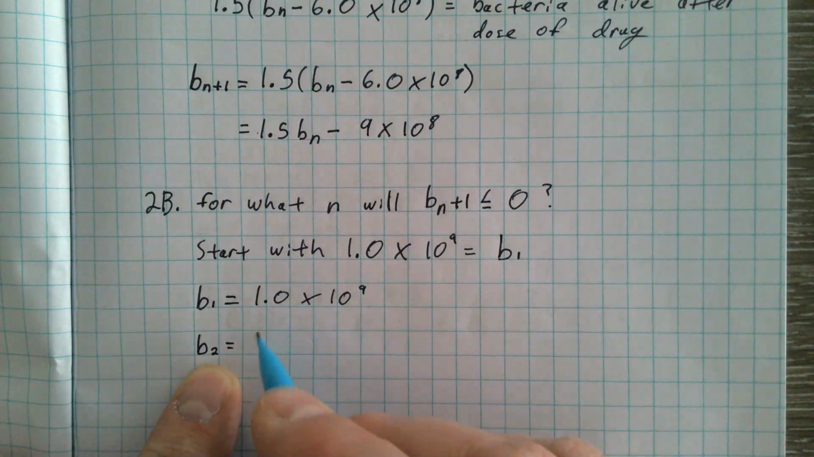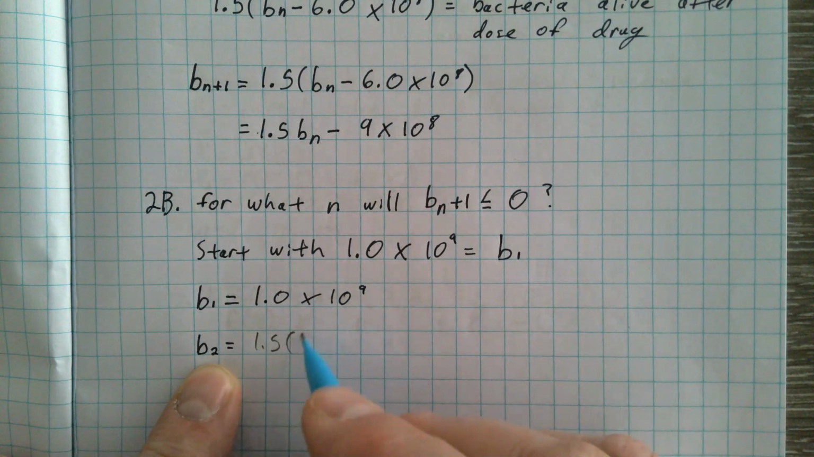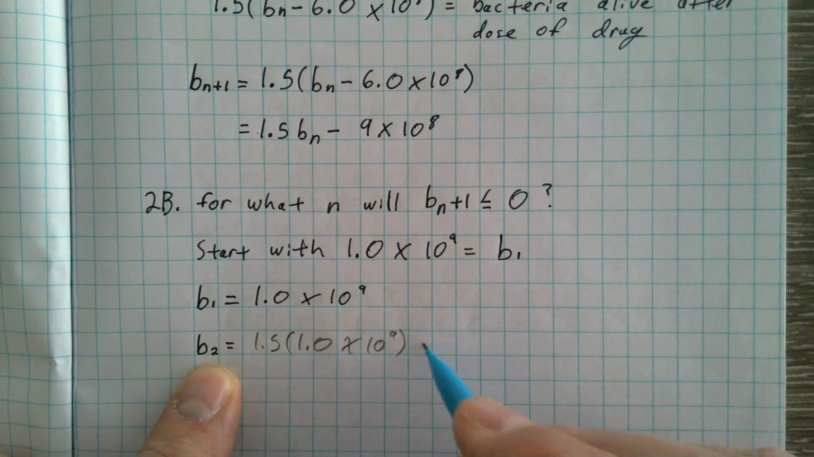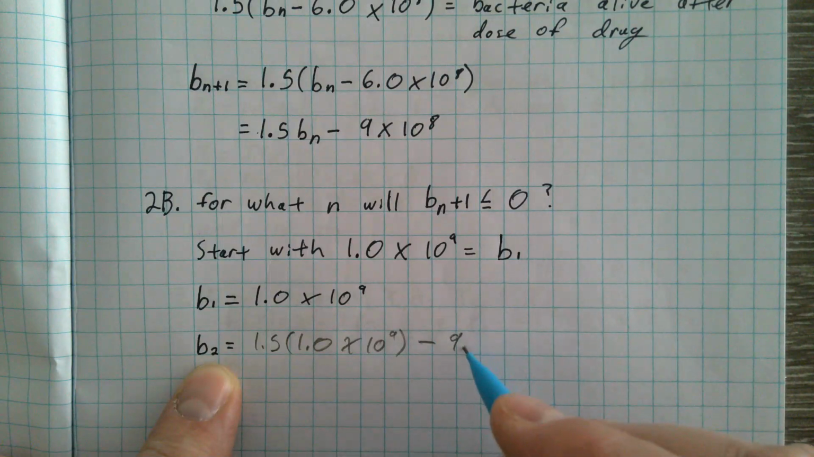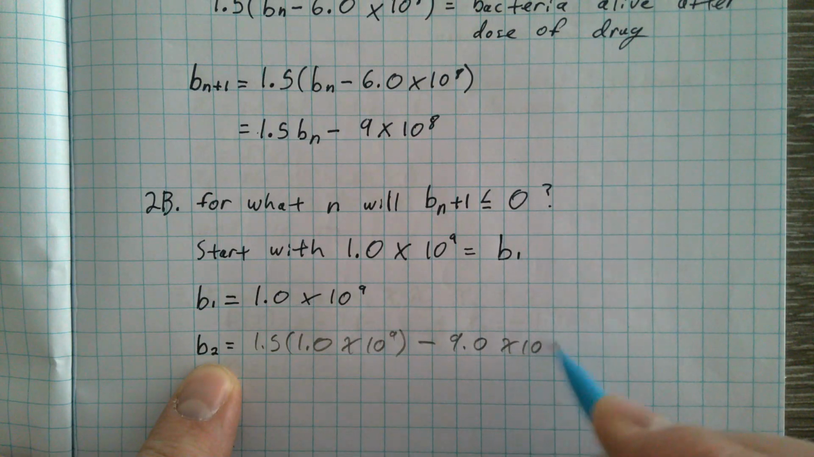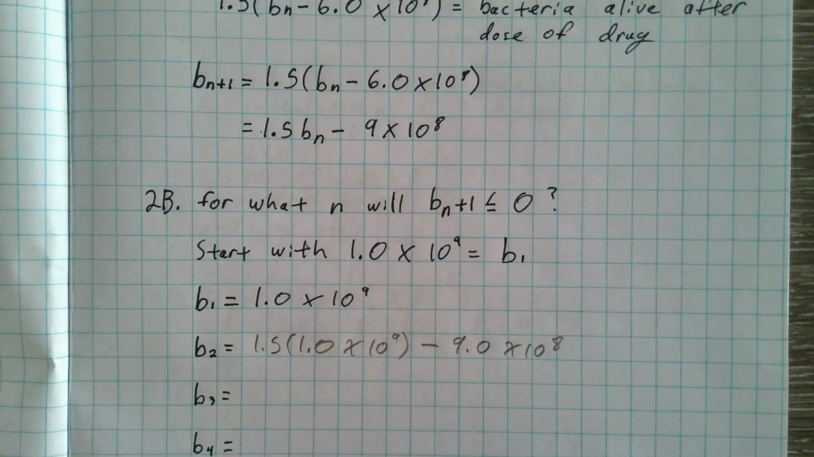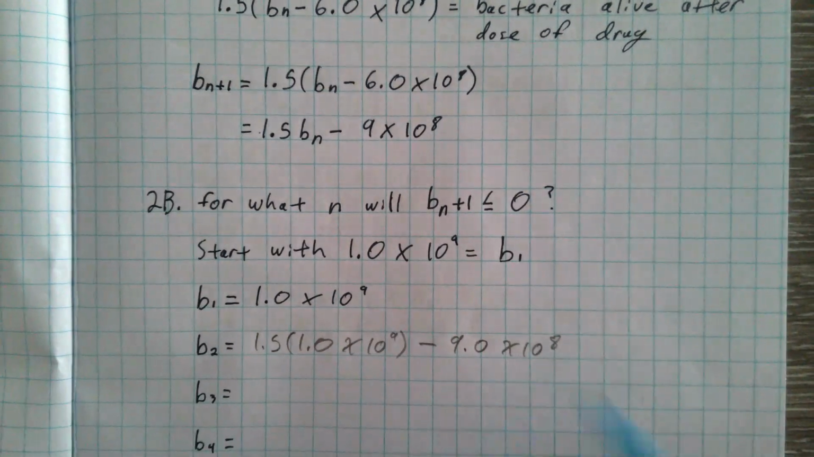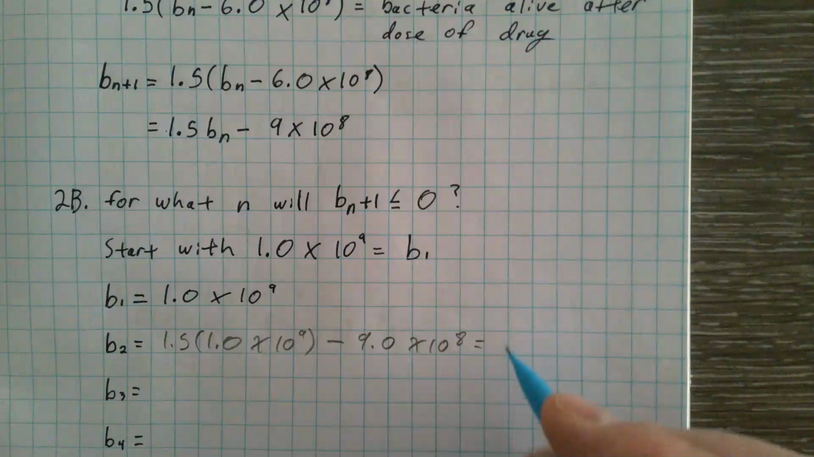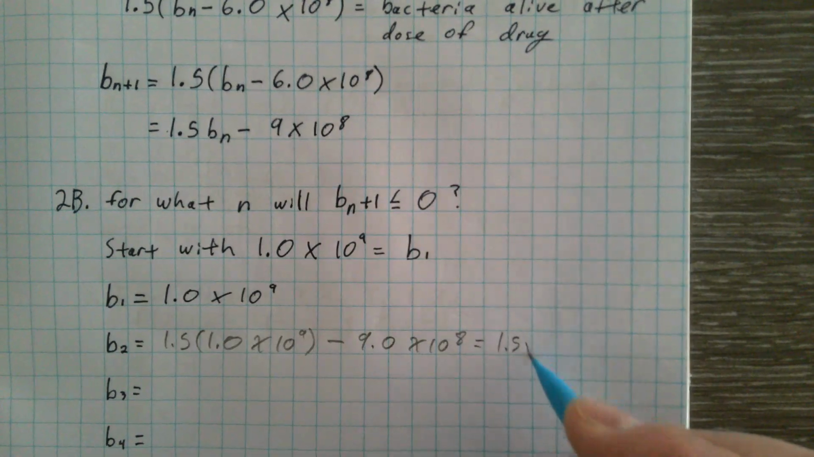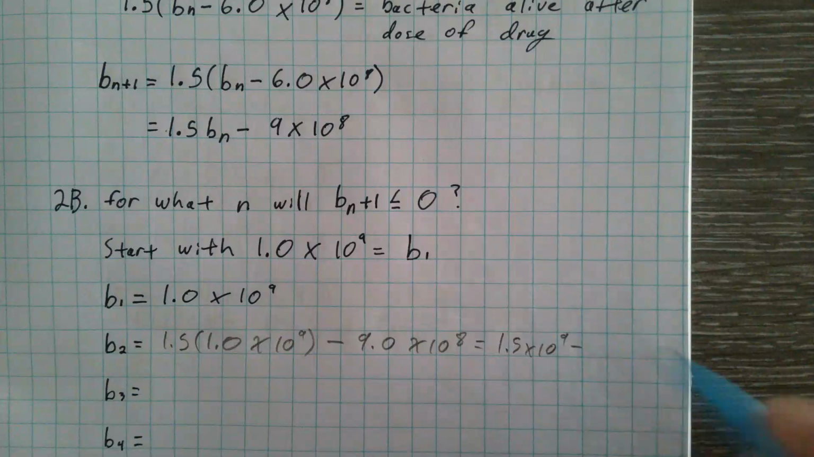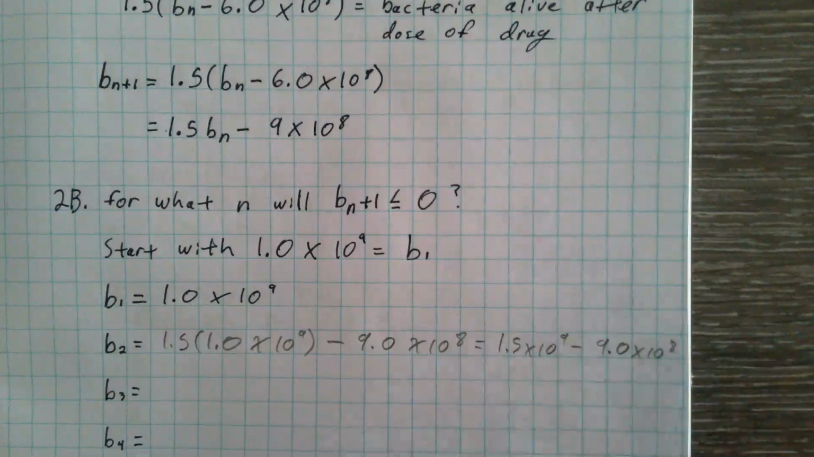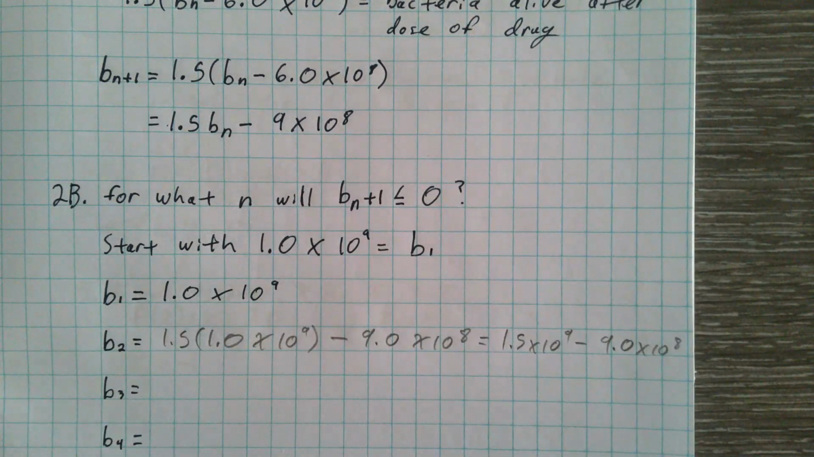So this is going to be 1.5 times 10 to the 9 minus 9.0 times 10 to the 8. Okay, so 1.5, so this is going to end up being 1.5 times 10 to the 9 minus 9.0 times 10 to the 8. All right, we can plug this into a calculator.